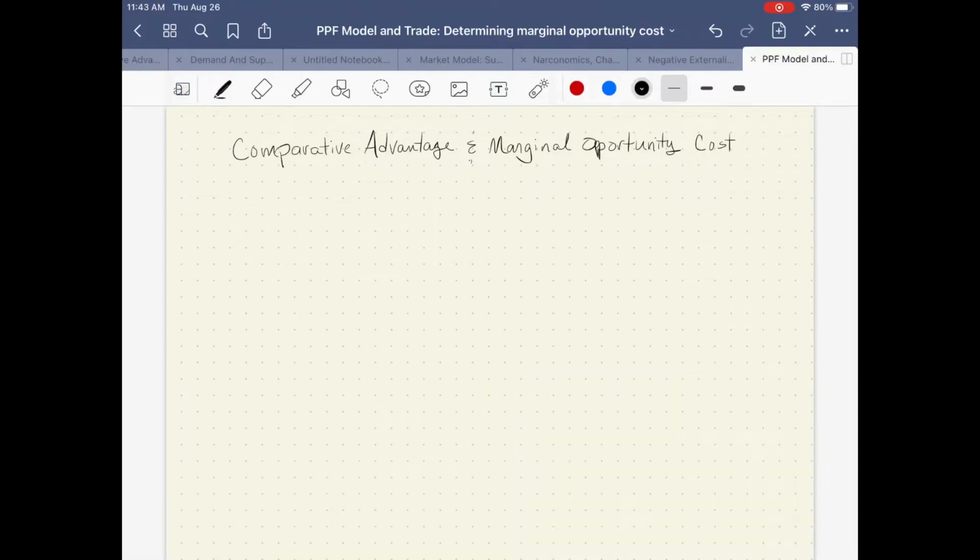This video is going to describe as clearly as possible how to determine marginal opportunity cost in a linear production possibilities frontier, and given different opportunity costs, how to determine comparative advantage. Trade is always illustrated with only two countries and only two products.